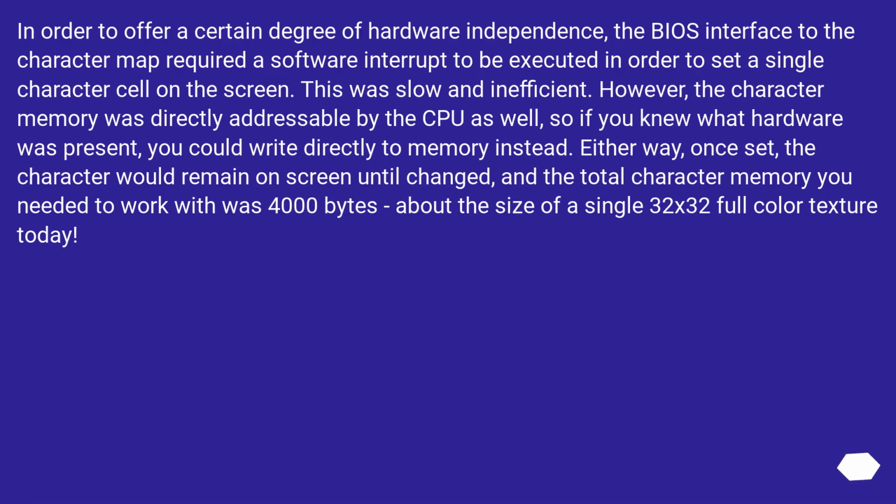In order to offer a certain degree of hardware independence, the BIOS interface to the character map required a software interrupt to be executed in order to set a single character cell on the screen. This was slow and inefficient. However, the character memory was directly addressable by the CPU as well, so if you knew what hardware was present, you could write directly to memory instead. Either way, once set, the character would remain on screen until changed, and the total character memory you needed to work with was 4000 bytes, about the size of a single 32 by 32 full-color texture today.